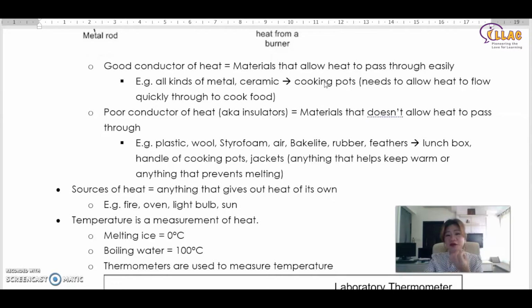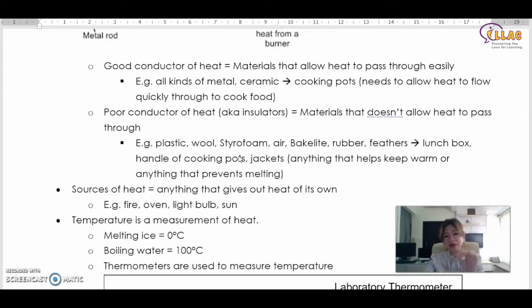Materials like that do not allow heat to pass through. For example, plastic, wool, styrofoam, air, leather, rubber, and feathers. These materials are usually used for lunchboxes and handles of cooking pots, because you don't want the cooking pot's handle to be so hot you can't hold it anymore, isn't it? Jackets prevent exchange. You notice that jackets with fluffiness, with a thick layer of air inside, keep you warm as well, because air is a poor conductor of heat.